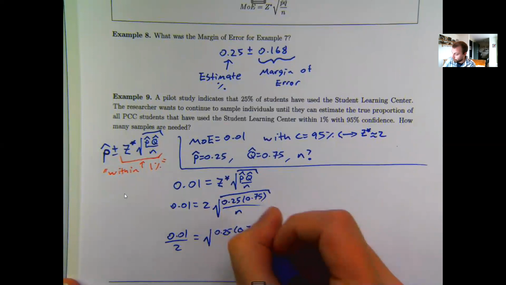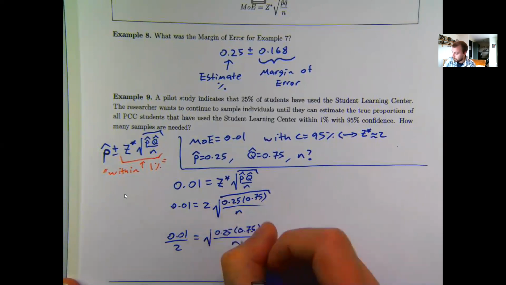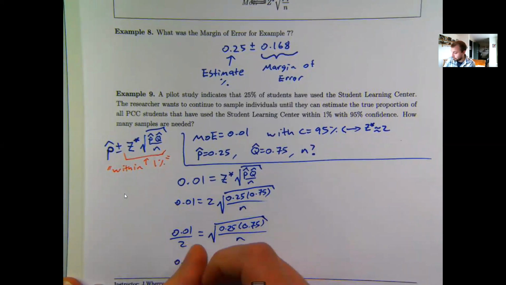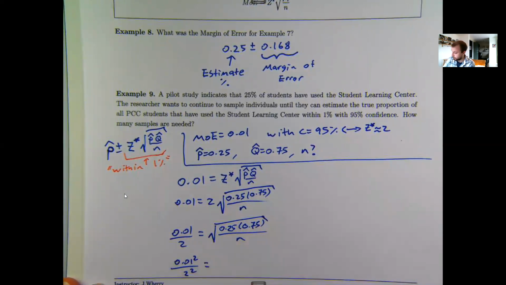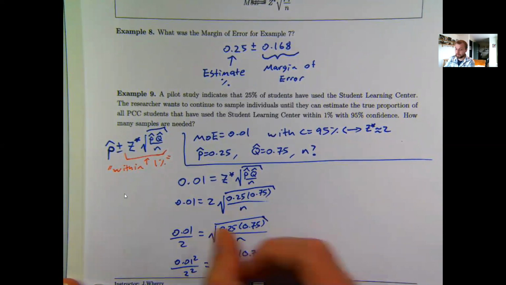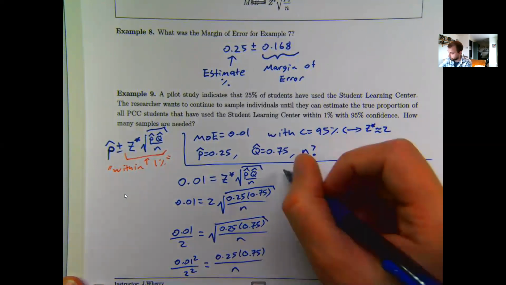Whenever I'm solving, I'm always thinking opposites. I've got a square root. I need to think, what's the opposite of a square root? Well, that's squaring. So I'm going to square both the top and the bottom of that fraction. Squaring gets rid of the square root on the other side.